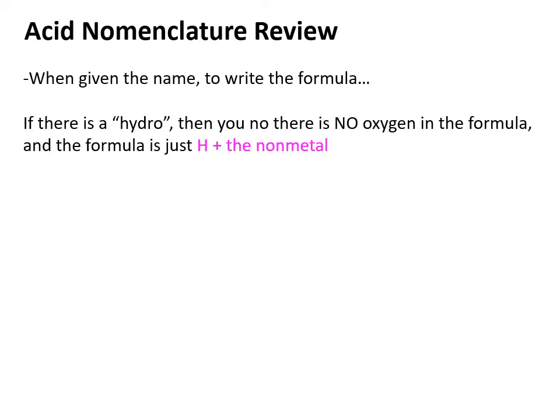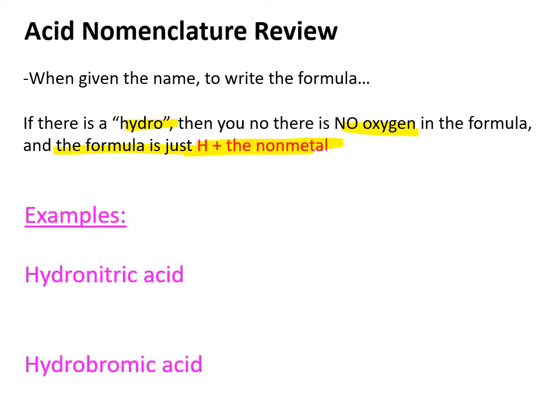Now, if you were to do the opposite, let's say I gave you the name and I asked you to write the formula. If there is a hydro present, then you know there's no oxygen, and the formula is just H plus whatever the nonmetal is. So this is doing the opposite. These two: hydronitric acid. I know there's no oxygen, so it is H and N.